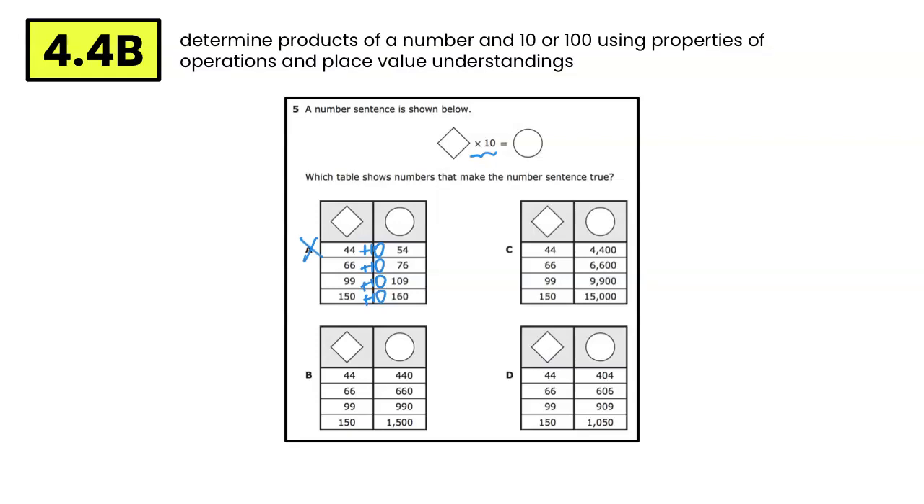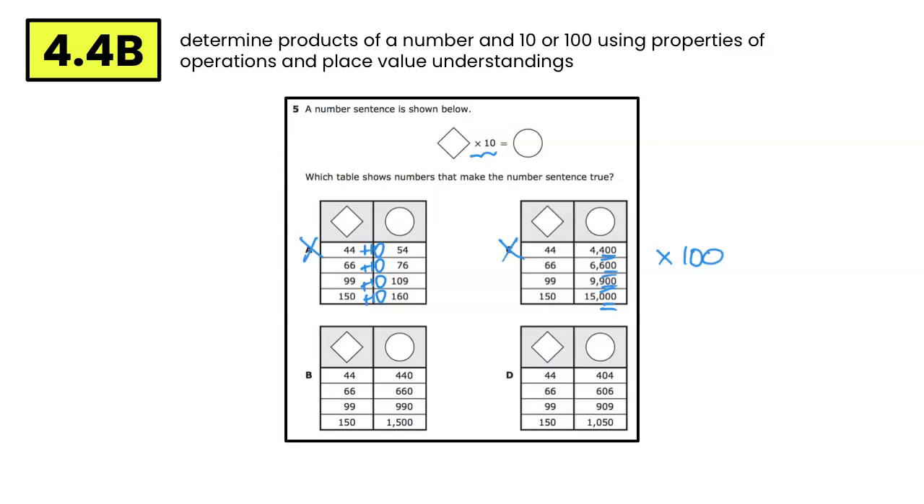For letter C, what we notice is that each of our rhombus numbers have had 2 zeros added to the end of the number. That means that we're not multiplying by 10 as we're supposed to be, but we're actually multiplying by 100. And so therefore C is also incorrect. We know that when we multiply by 10, we only add 1 zero to the end of the number.